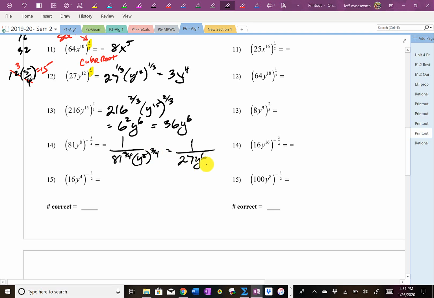In the last one here, we have 1 divided by 16 to the 1/2 power, or the square root, times y to the 4th to the 1/2 power. And you get 1 divided by 4 times y squared. And that's how it's done.